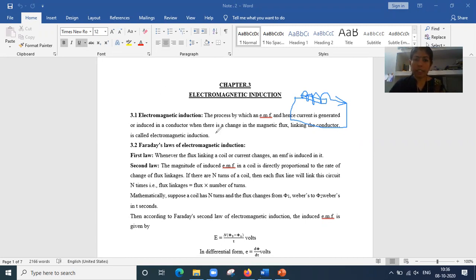So whenever there is a change in magnetic flux, it will produce an EMF in the conductor, and if the conductor is a closed path, then current will be generated in it due to that EMF.